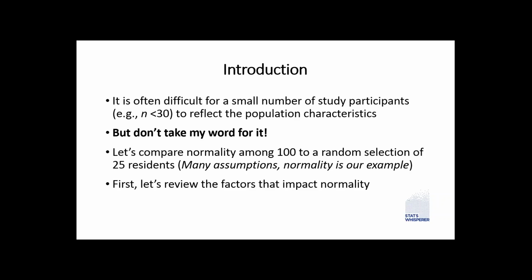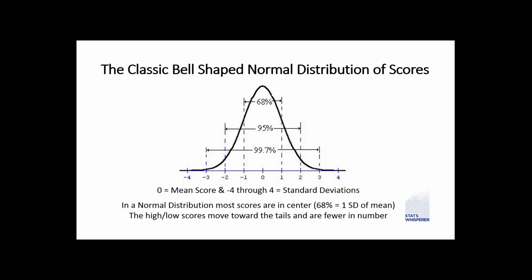Now, important thing to keep in mind, we're looking at the test assumption of normality, which is fine, but it's our example. There are other test assumptions that need to be examined. It's not like you could just look at normality, and if that's fine, then all the test assumptions are met. There's a bunch of them. But we're just going to take normality and use that as an example. So first, let's look at the factors that impact normality. All right, here we go.